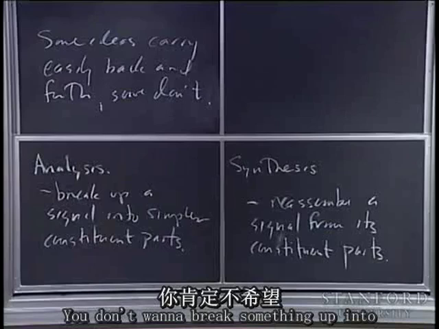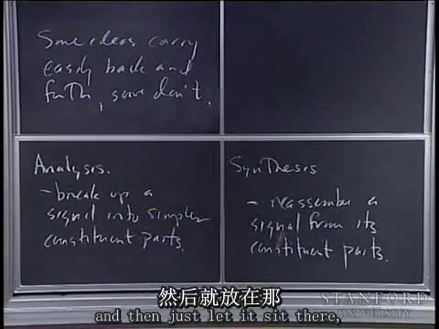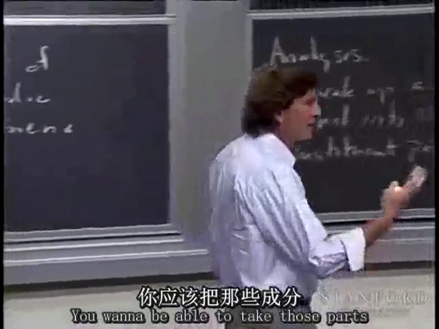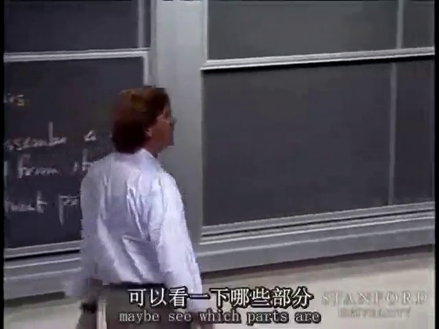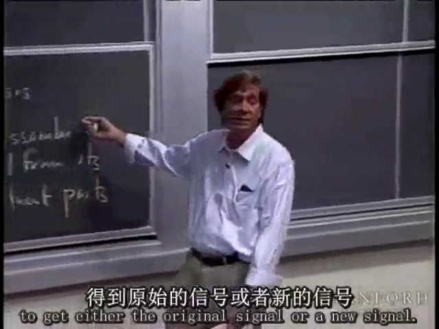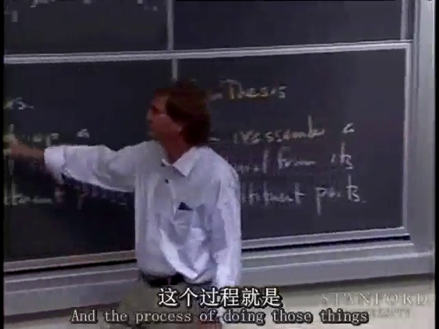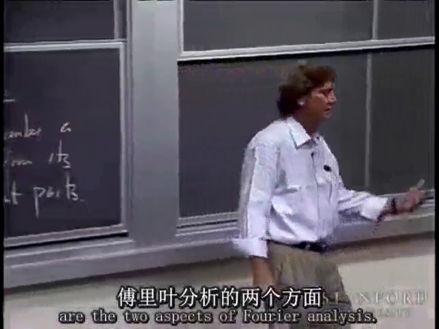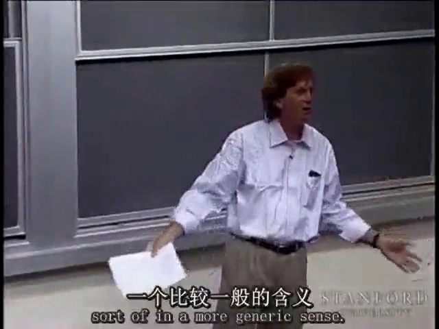You don't want one without the other. You don't want to break something up into its constituent parts and then just let it sit there, all these little parts sitting on the table with nothing to do. You want to be able to take those parts, maybe modify those parts, maybe see which parts are more important than other parts, and then you want to put them back together to get either the original signal or a new signal. And the process of doing those things are the two aspects of Fourier analysis. I use the word analysis there in a more generic sense.